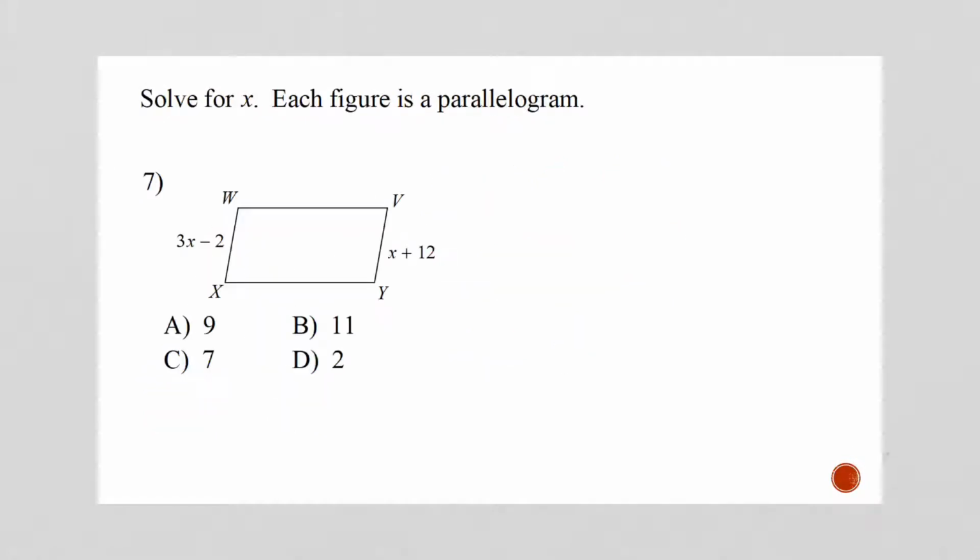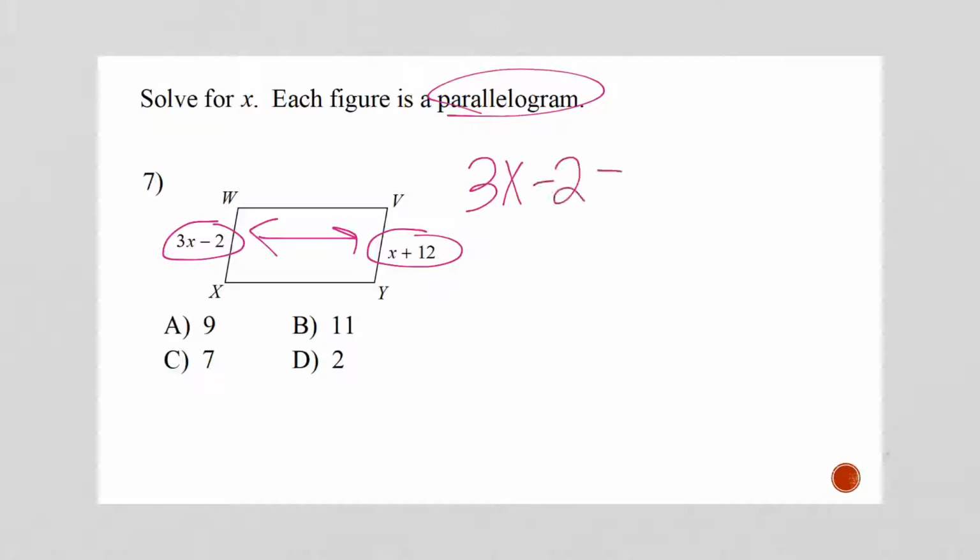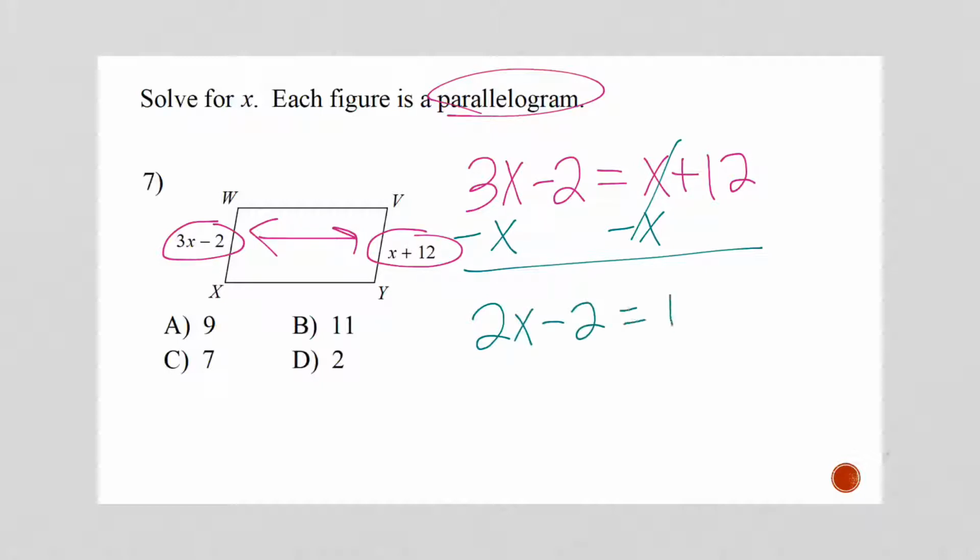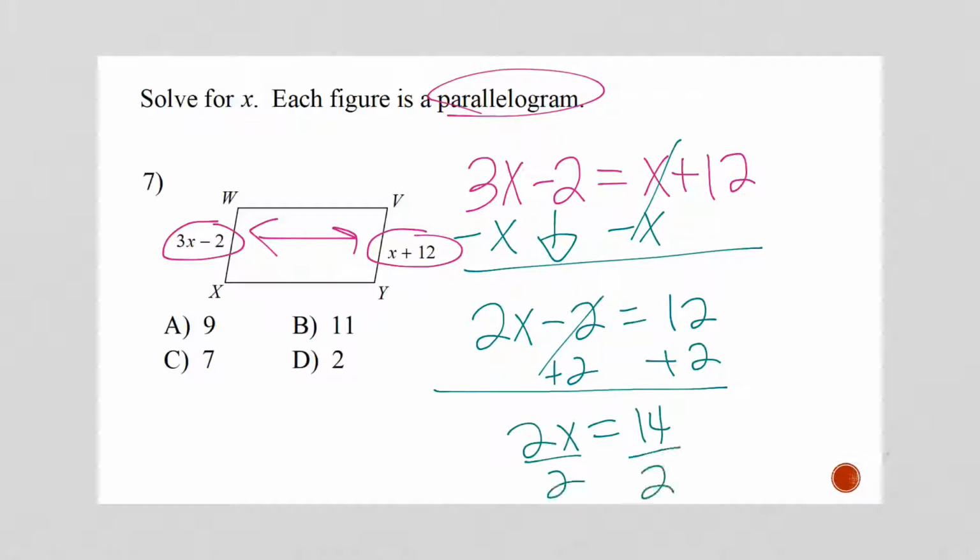On question 7, you're still going to work with a parallelogram, but this time we are talking about opposite sides. And we know that opposite sides of a parallelogram are also congruent. So you set each side equal to one another. Solve for x by subtracting x to both sides of your equation, and you're left with 2x minus 2 is equal to 12. Then you're going to add 2 to both sides of your equation, which will give you 14. And when you divide by 2 to isolate the variable, you will get 7.